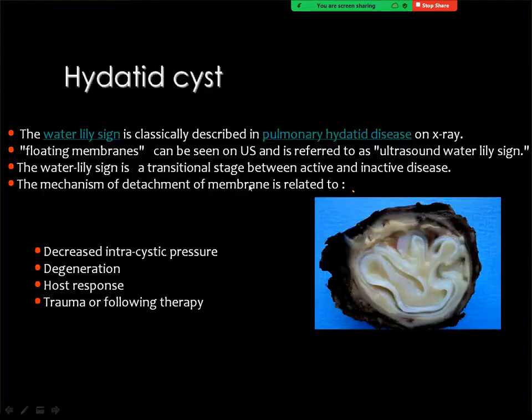A hydatid cyst, as you know, is diagnosed by many features anywhere in the body. Number one, you detect a cyst with marginal calcification. Number two, you see a cyst with floating shadows. Number three, you see a big lesion with daughter cysts arranged along the periphery of its inner margin.